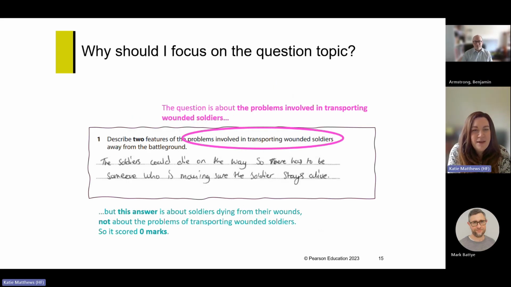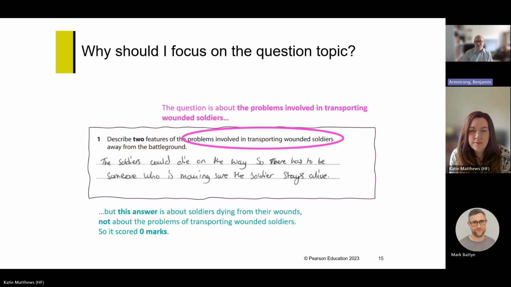Really great advice there, Ben. So why should students focus on the question topic? It's really important to make sure that the features you give are about the question topic and not something different. So on the screen is an example that's from the medicine option. The question says, describe 2 features of the problems involved in transporting wounded soldiers away from the battleground. So the features really have to relate to those problems. What was it that was a problem for getting wounded soldiers away from the battleground of the First World War?